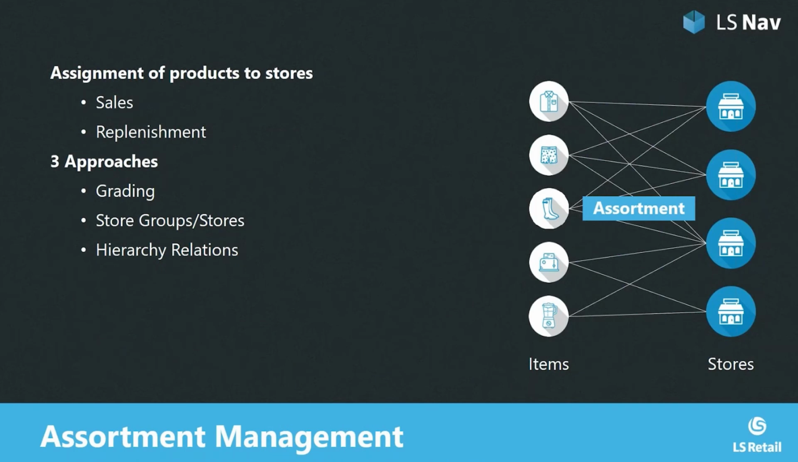Assortment management. This is to assign products to store for sales or replenishment. We have three approaches: grading, store groups or stores, hierarchy relations. Here I have a sample of retail hierarchy being used for items and retail hierarchy also being used for stores. And now the assortment management takes then these two hierarchies and creates a relationship between them.